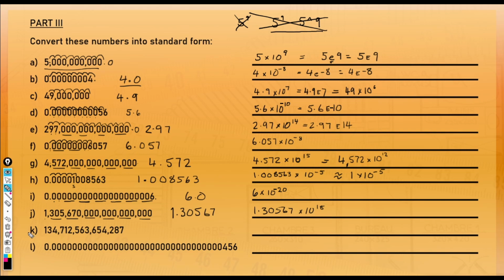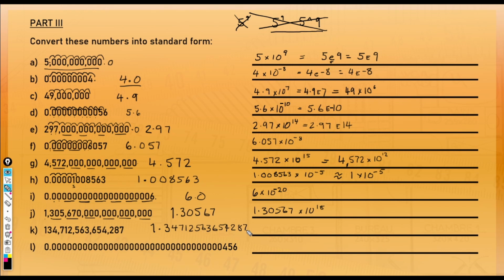And then in K, we have another big number, but now every single one of these digits is non-zero. Doesn't matter, we deal with it in the same way. 1, and then that's the first non-zero digit, reading from the left. So we have 1.3471256365428. That's going to be our standard number.